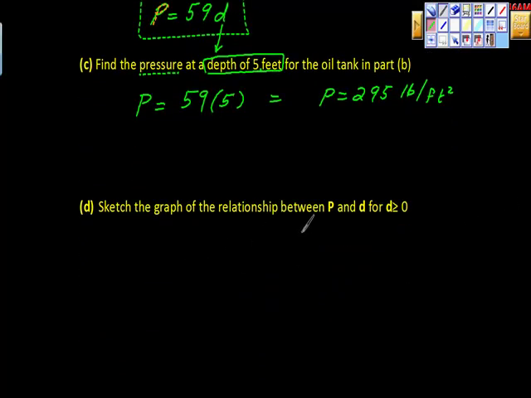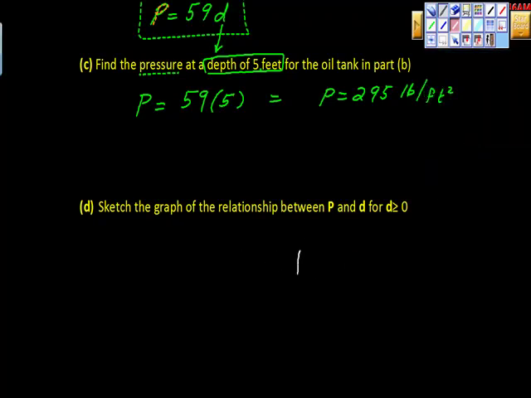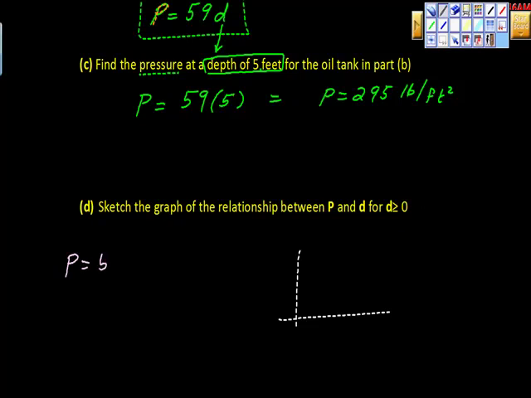Here, it says sketch the graph of the relation between pressure and depth for depth greater than or equal to 0, and of course depth is a distance, so it has to be greater than or equal to 0. So we put in our Cartesian plane really quickly. We're really just looking at quadrant 1, aren't we? Then we're going to graph our function: pressure equals 59 times d. Remember that I said this is y equals 59x. So for values greater than or equal to 0, you need 2 points.